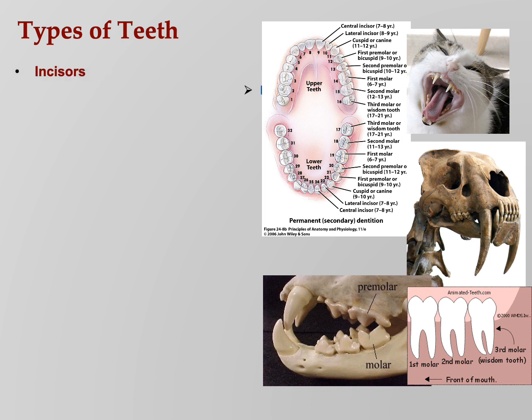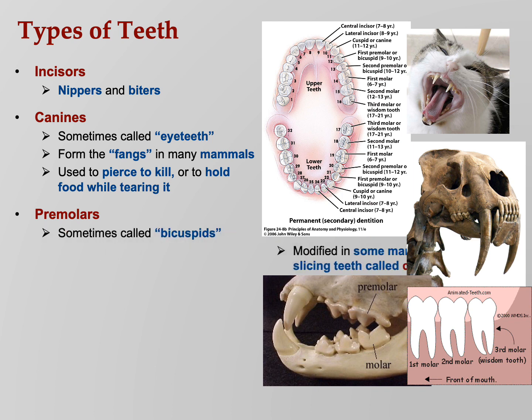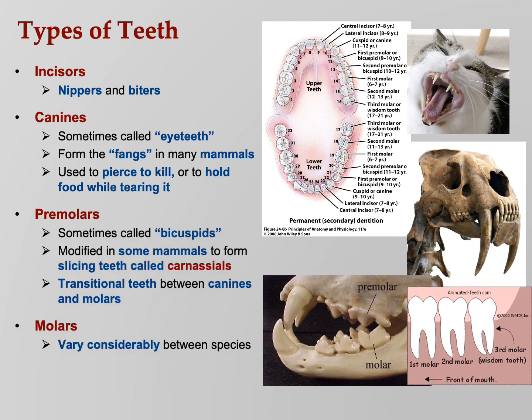Types of teeth. I already talked about this in the lab, so I'm not going to spend a lot of time here because I don't want this PowerPoint to get too big. Incisors bite off pieces of things. Canines in predators hold prey. They also tear it apart. Premolars can be specialized in some mammals as slicing teeth called carnassials. We don't have that. We have flat molars because we're omnivores. We eat both plants and animals.